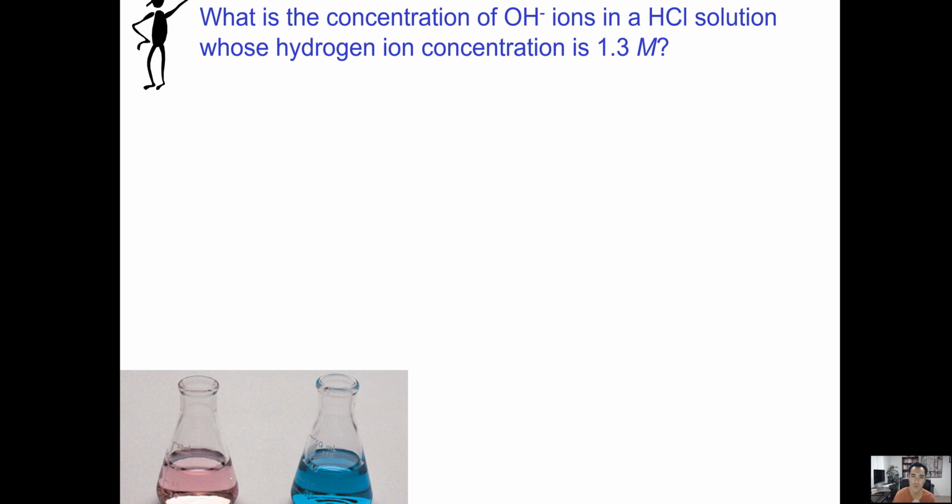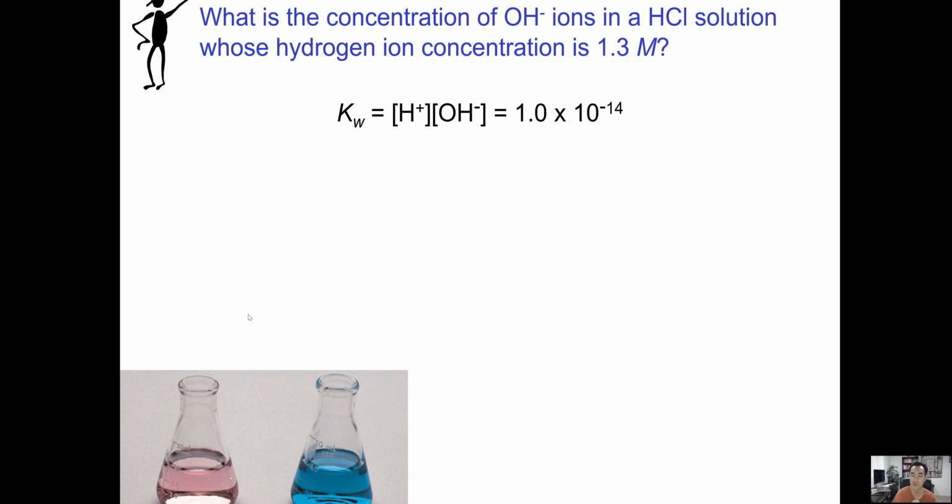So the question reads: what is the concentration of OH minus ions in an HCl solution whose hydrogen ion concentration is 1.3 molar? So in this specific case, it's a very clear-cut question about using this idea of your concentrations from OH and also from your H plus. And because we're only given one number, we're definitely going to have to use something that has a constant to figure out the other one. And so let's take a look at the first part. So we're going to be using our KW.